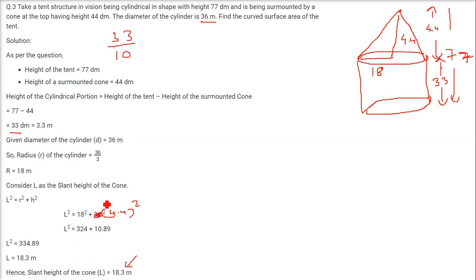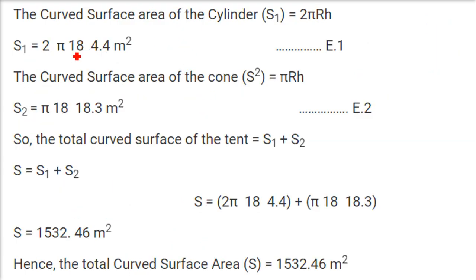Let me show you the calculation. This 18 square will be 18 into 18, which is 324, plus 4.4 into 4.4, and this is going to be 343.36. Just take the root of this one. When we take the root of this, it is going to be 18.3. Now the slant height is also known.